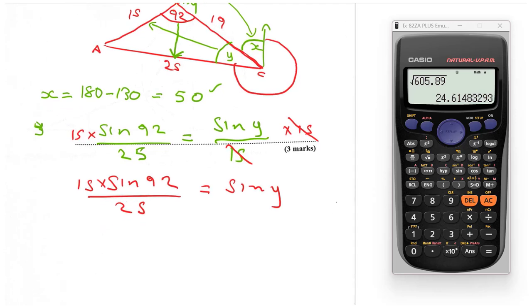So let us work that out in our calculators. 15 times sine 92, that's equal to 14.99, and then divide that by 25.